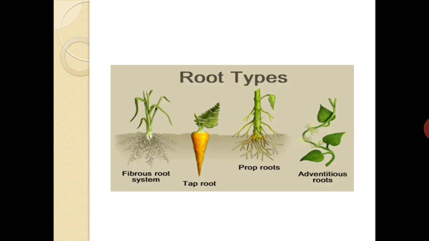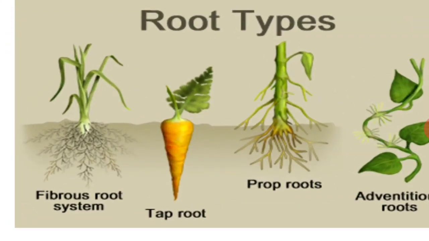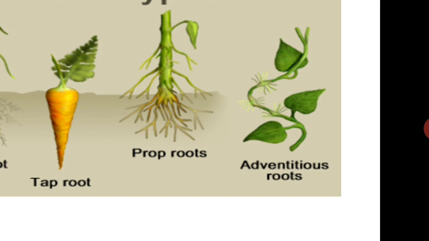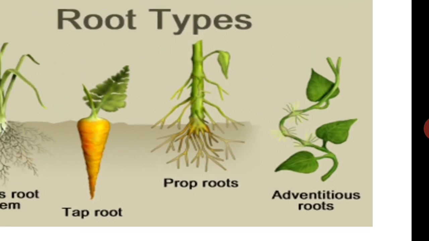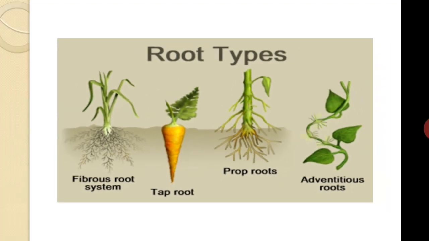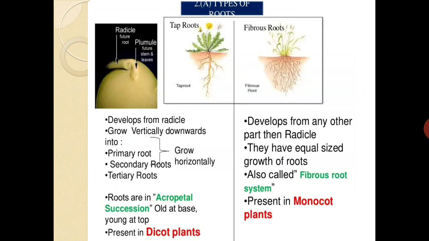You can see in this picture root types. Taproot system, a single conical type of root system found in the carrot. Fibrous root system, fiber-like structures, so many branches developed from the radicle area. And in the adventitious root system, you can find the development of roots from any other part. Sometimes in the prop root you can also see the pillar root system. So these are the different types of root systems.